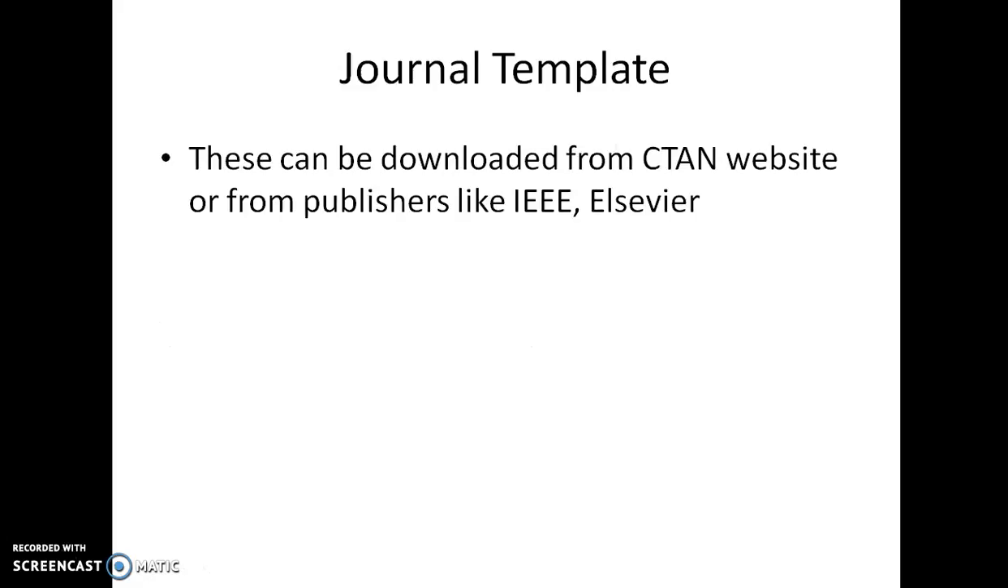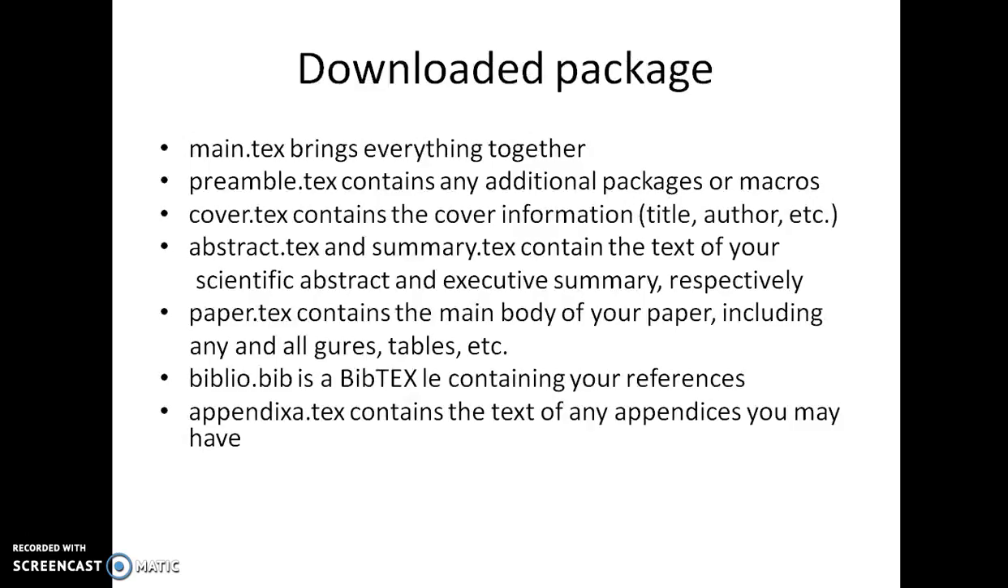The best way to make a journal paper is through downloading a template and filling the gaps that are there in the template with the required material. So these can be downloaded from the CTAN website or from publishers like IEEE and Elsevier. I'll show you how to download a package and how to edit them.